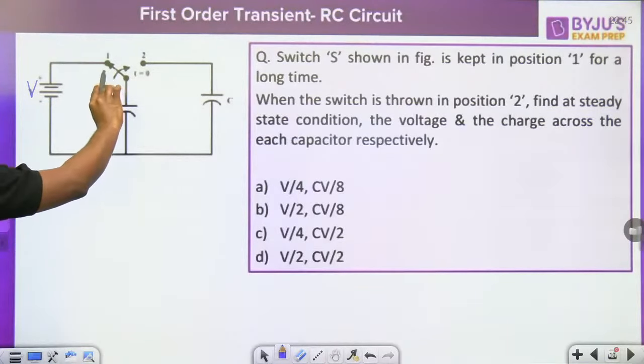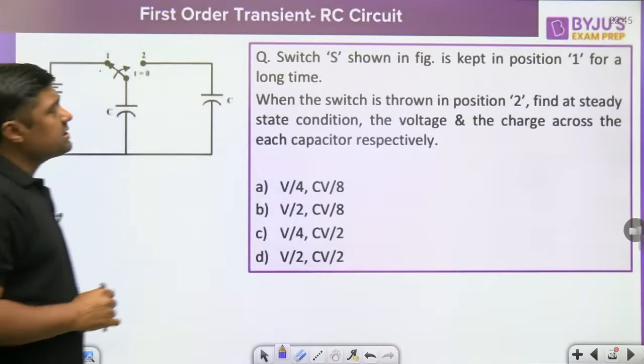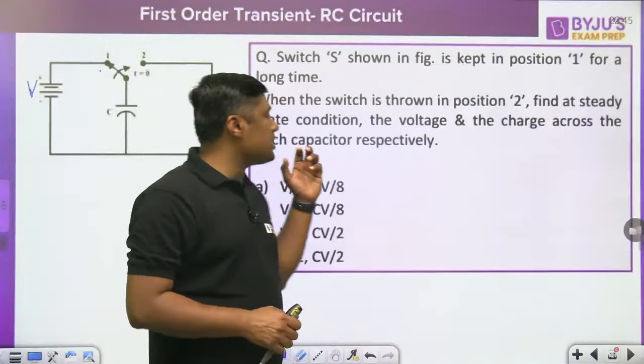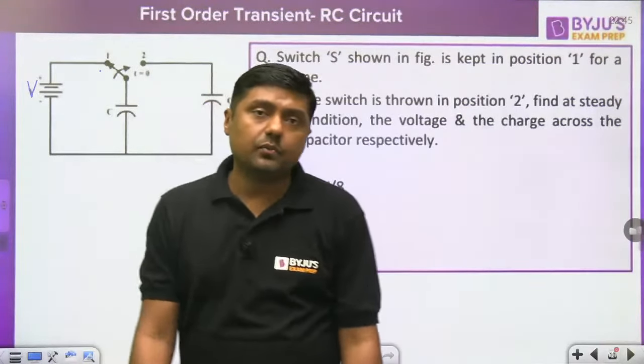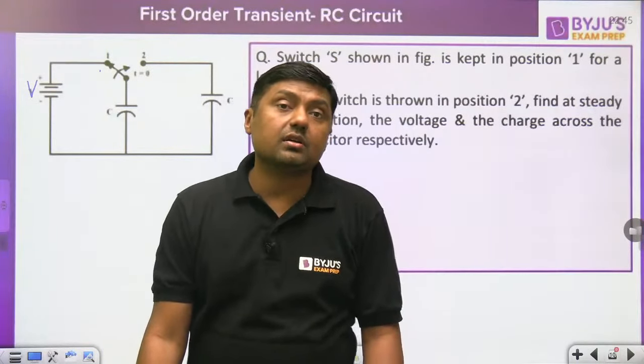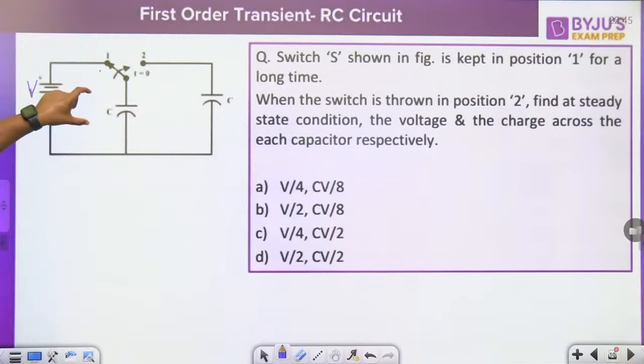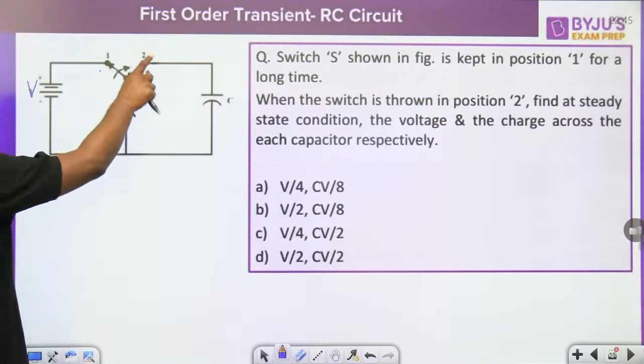Now suddenly it is thrown from position 1 to what? Position 2. Find at steady state condition the voltage and charge across each capacitor respectively. What is the voltage and charge across each capacitor respectively? So first of all, this capacitor will charge up to what? V volt. Now the switch is thrown from position 1 to position 2.